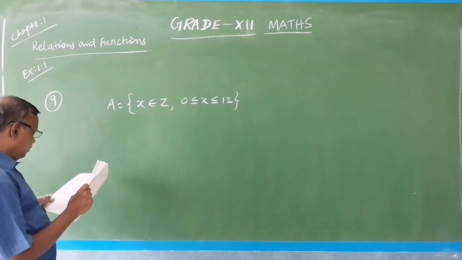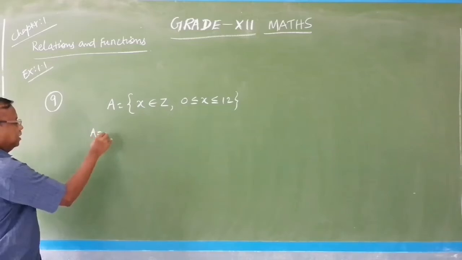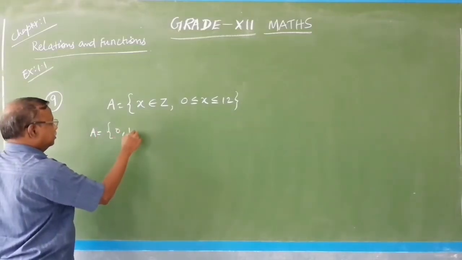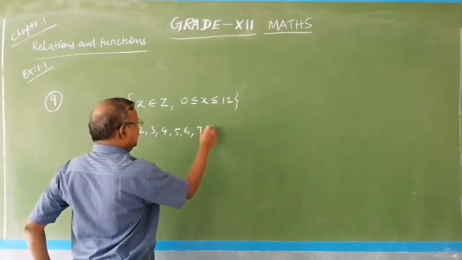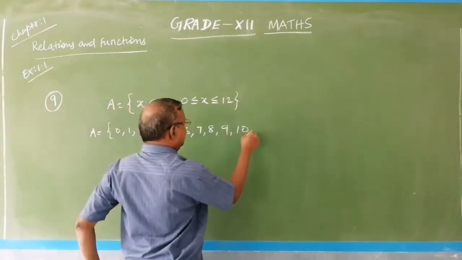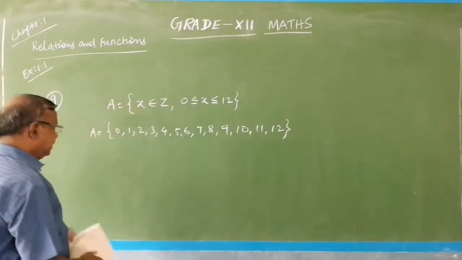A minus B is a multiple of 4, the relation. First let us see what is A. A equal to 0, 1, 2, 3, 4, 5, 6, 7, 8, 9, 10, 11, 12. So this is a set A defined as.